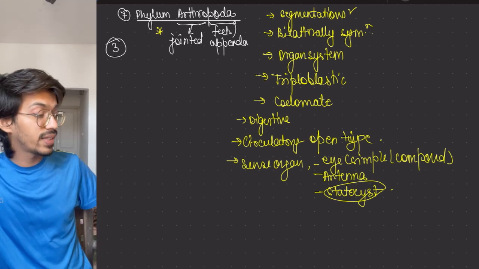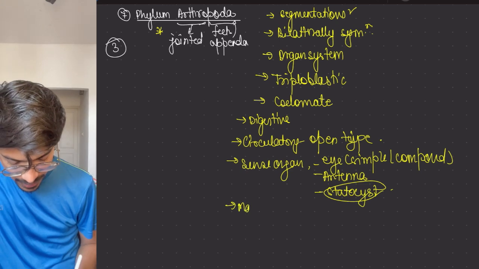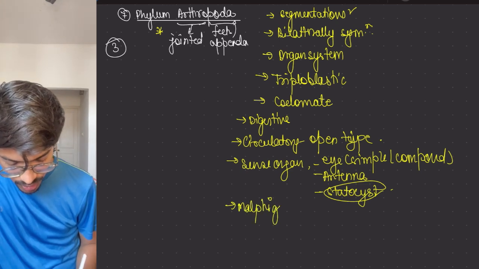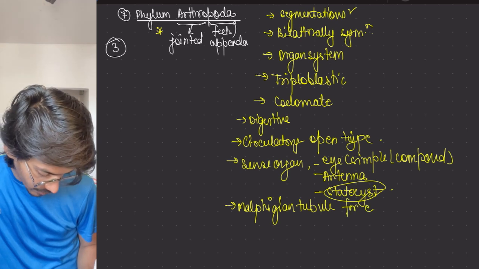Moving on to the next thing, that major part, is what kind of excretion takes place. They are doing it with the Malpighian tubules. Remember it. This is for excretion.